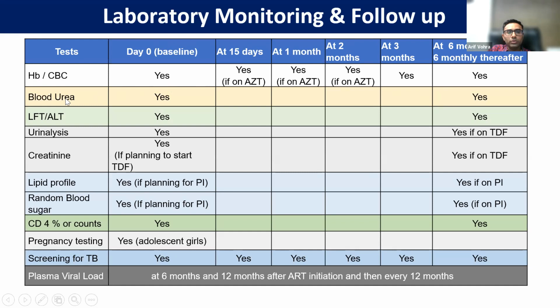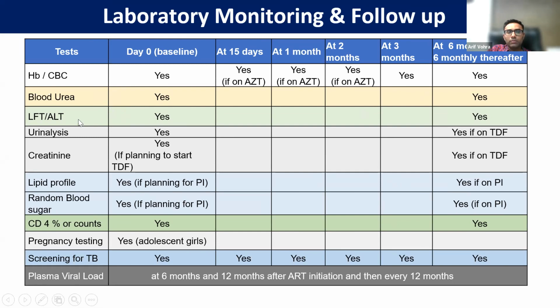Blood urea, LFT, CD4 count and viral load need to be monitored every 6 months. So every 6 months you need to monitor a CBC, blood urea, SGPT or LFT, CD4 count and viral load, whenever the child comes to you for regular visits. There are some changes in CD4 count monitoring afterward that I'll discuss later in some slides. But every 6 months, these 5 things need to be monitored.